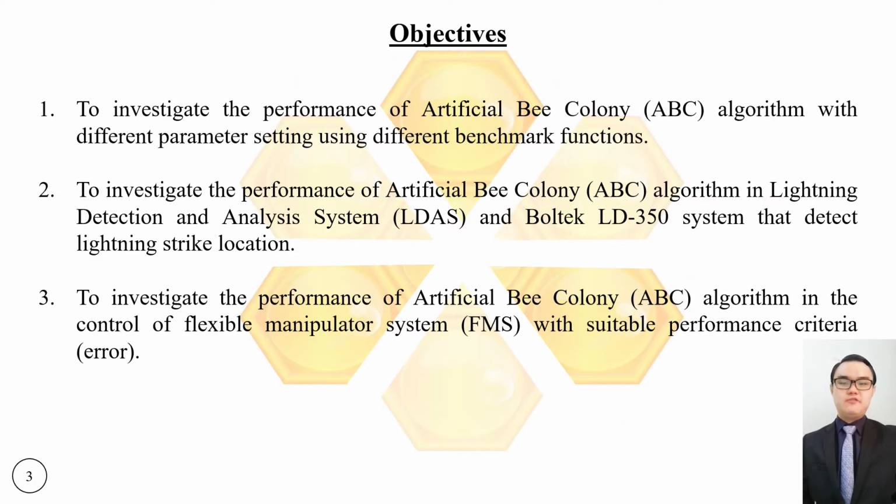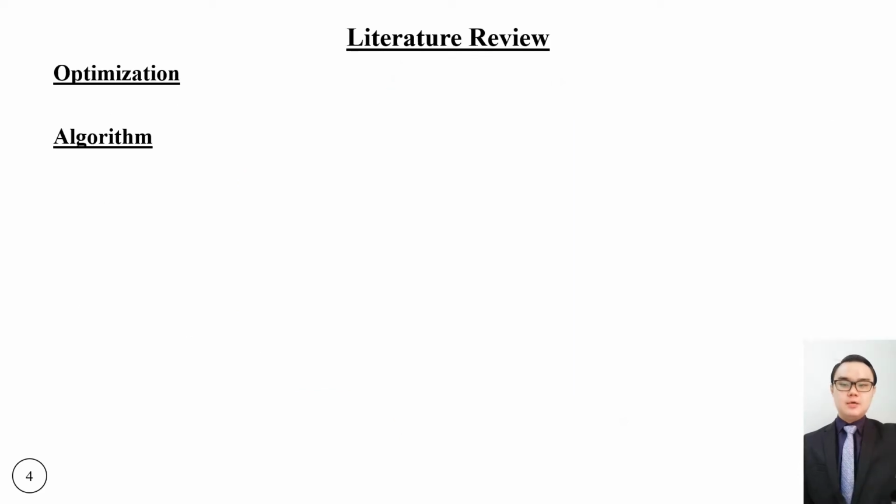There are three objectives in this project. The first objective is to investigate the performance of ABC algorithm with different parameters and using different benchmark functions. The second objective is to investigate the performance of ABC algorithm in LDAS and the Boltec LD350 system that detect the lightning strike location. The third objective is to investigate the performance of ABC algorithm in the control of FMS with suitable performance criteria.